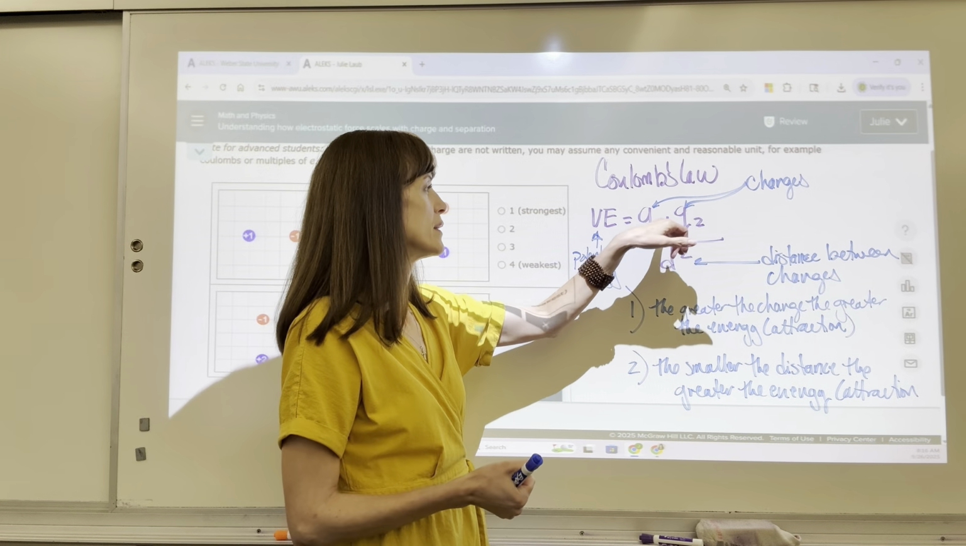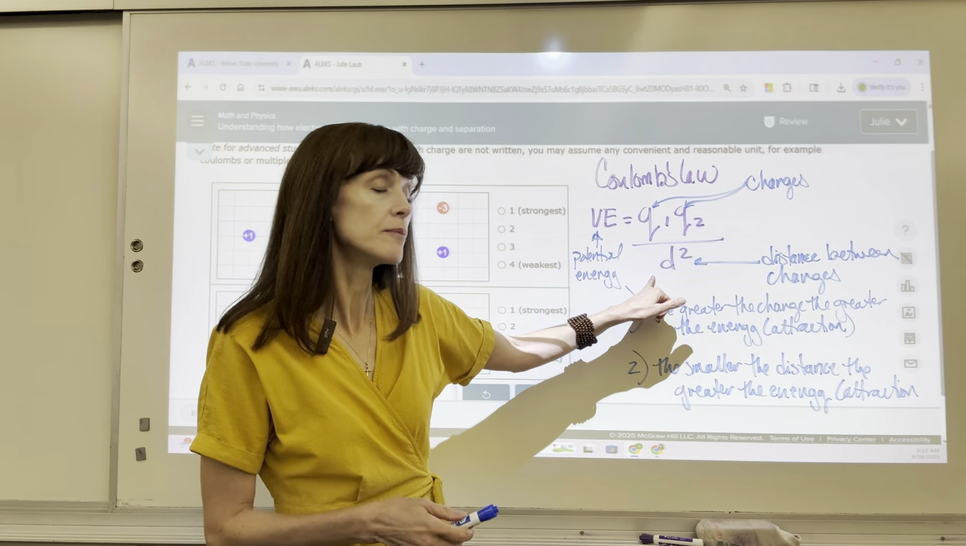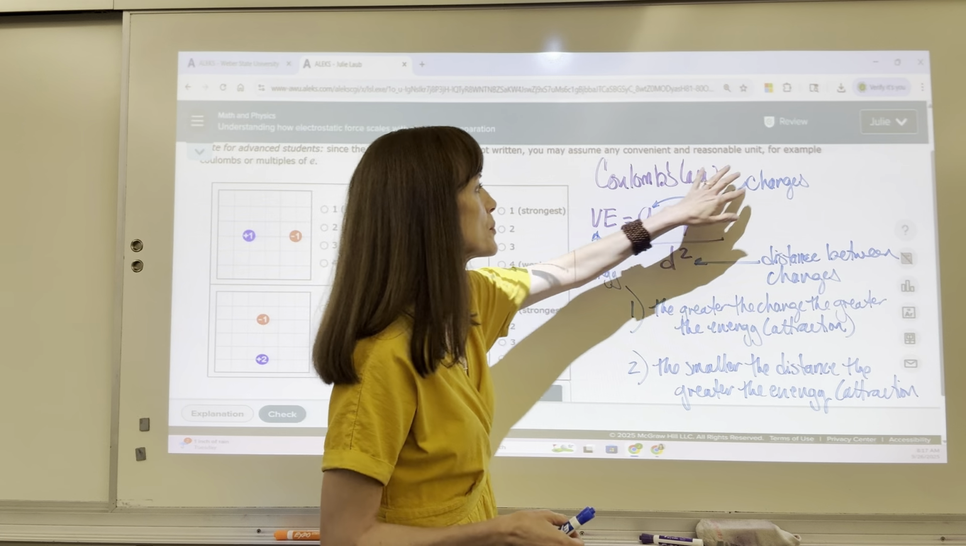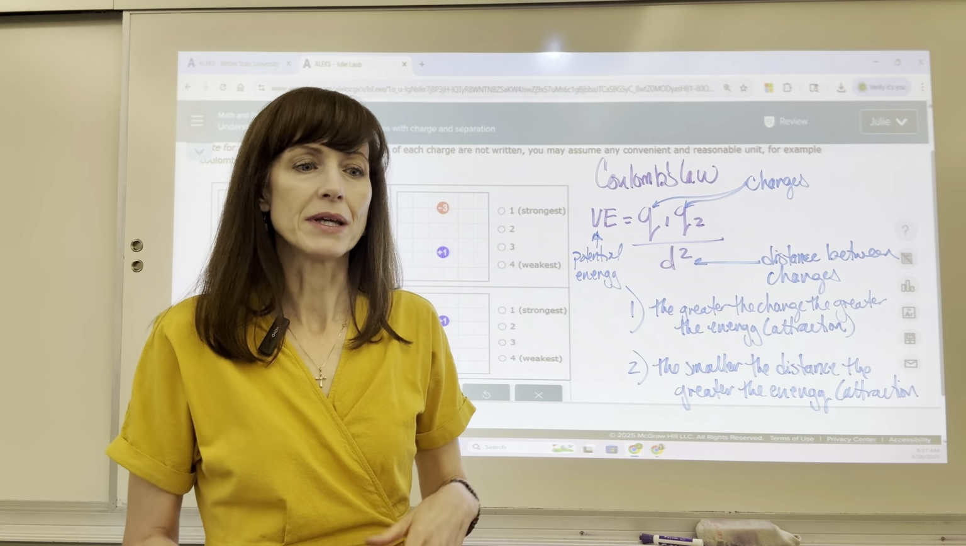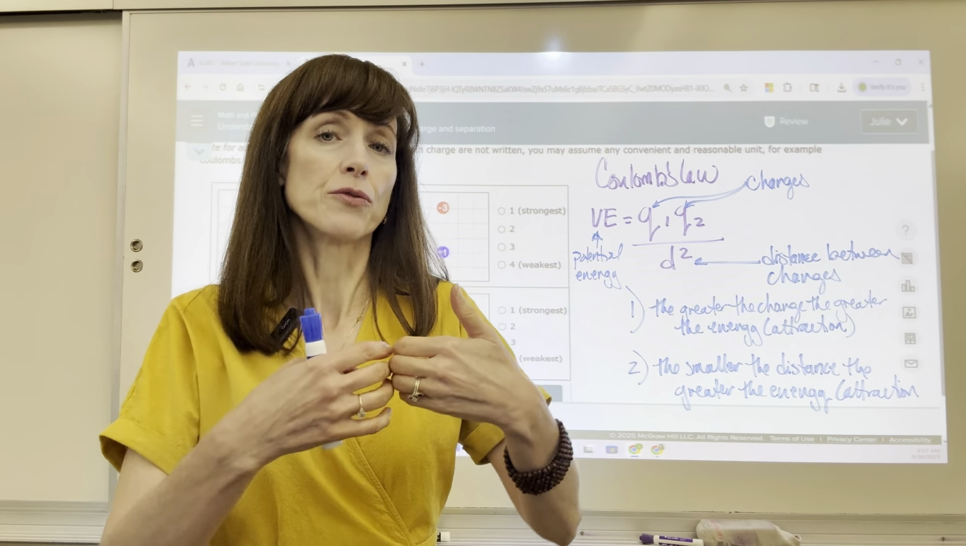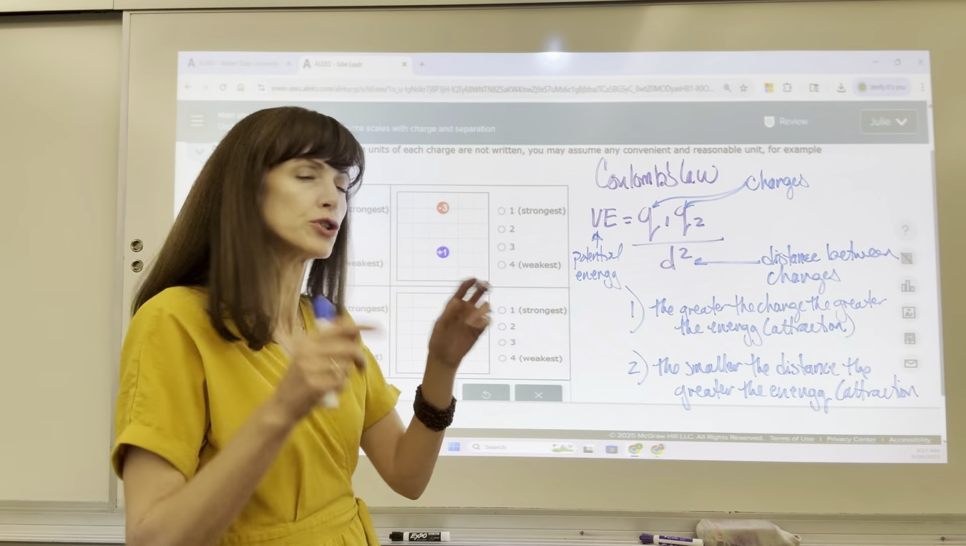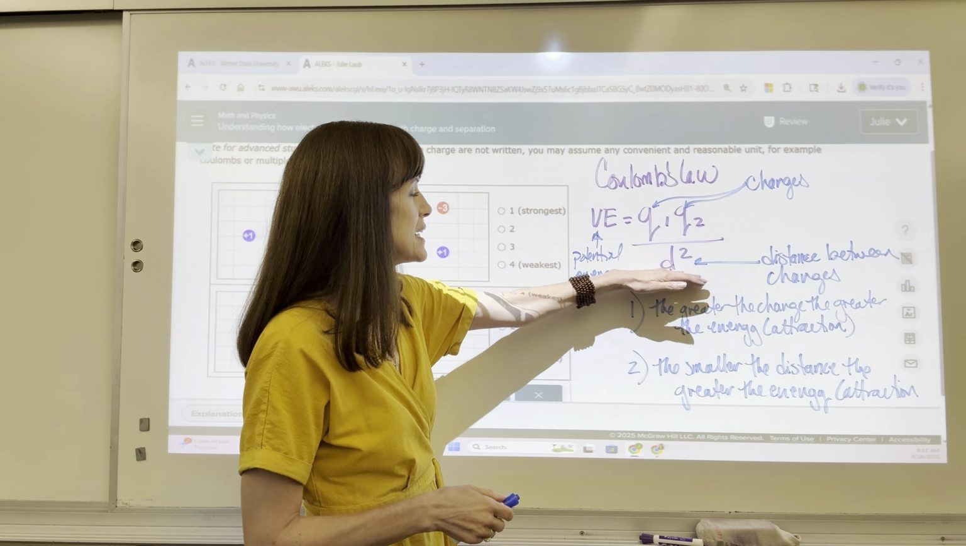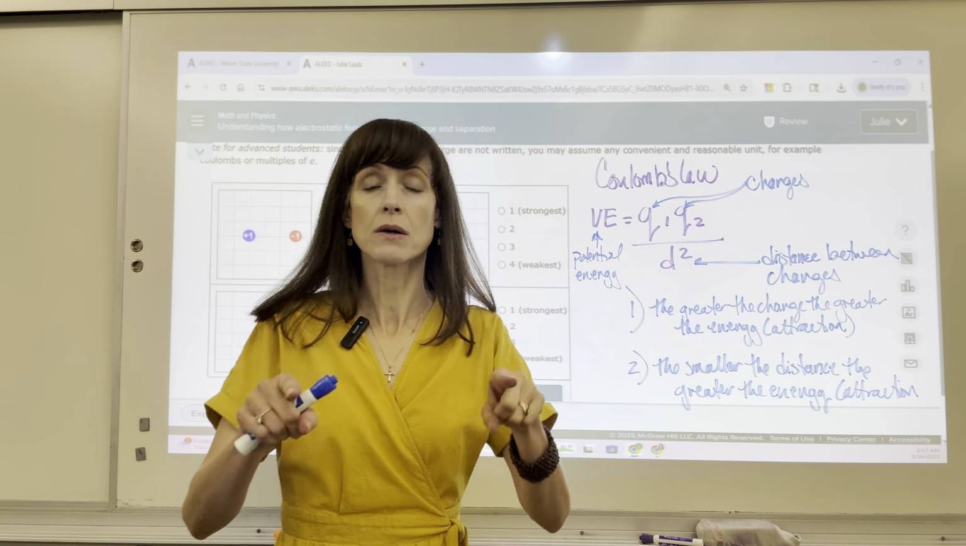And it is Q1 times Q2 divided by d squared. Q1 times Q2 represent two charges. Those could be a positive and a negative, which means they attract. It could be a positive and a positive, which means they repel. So two charges, and then d squared is the distance between those charges.